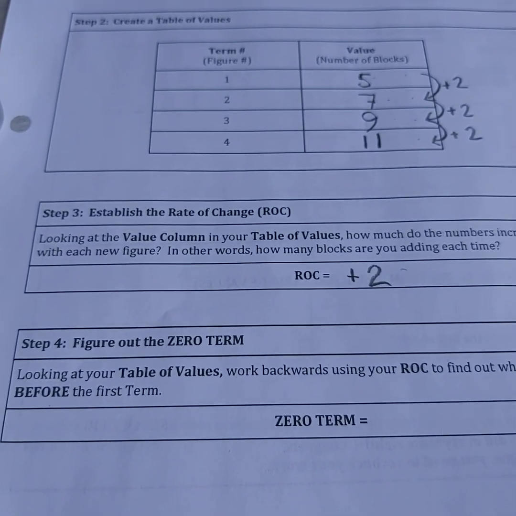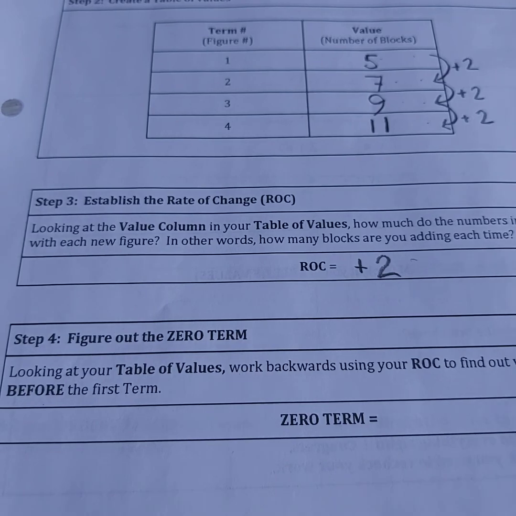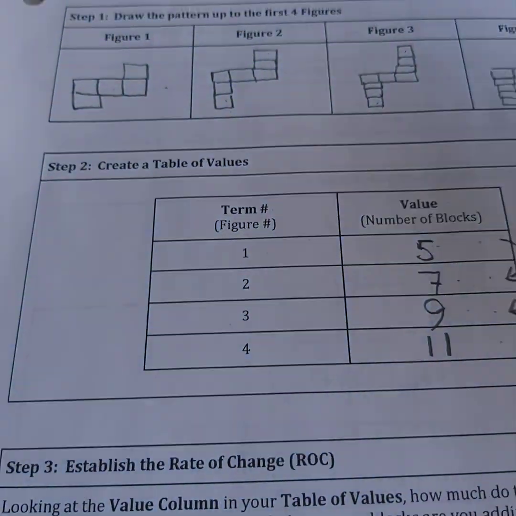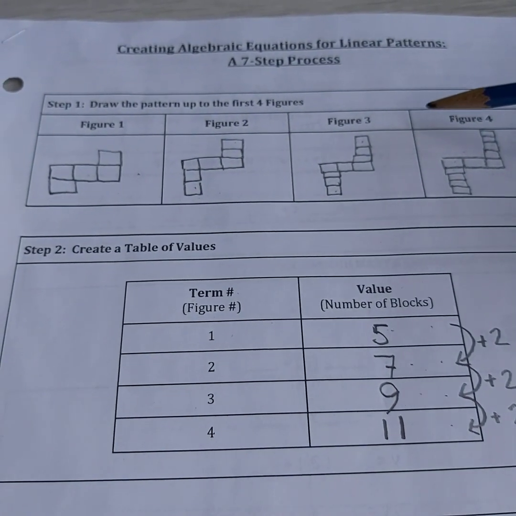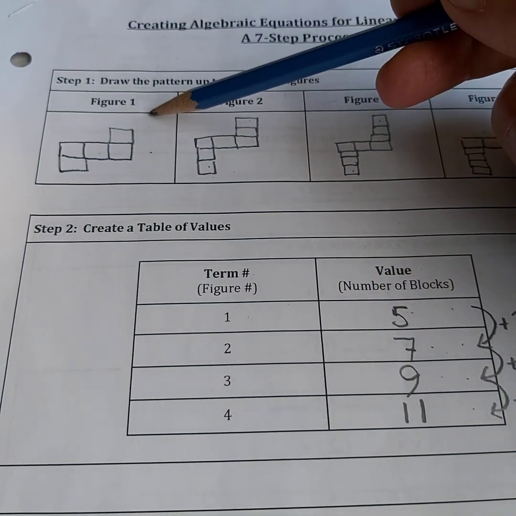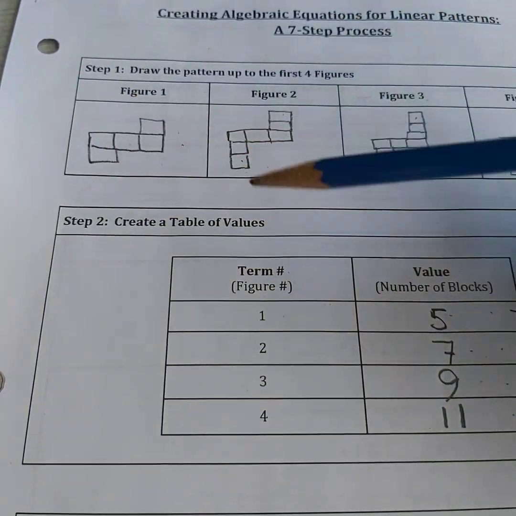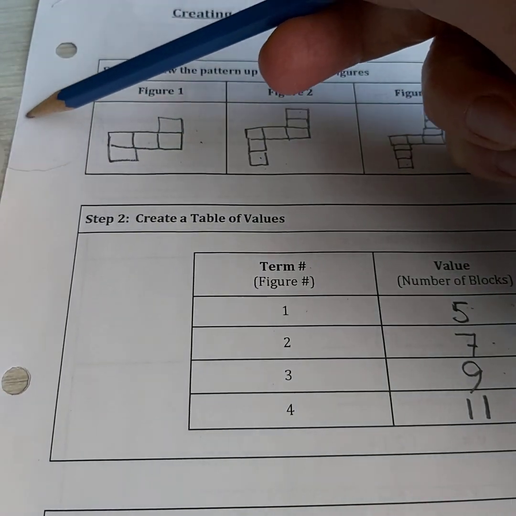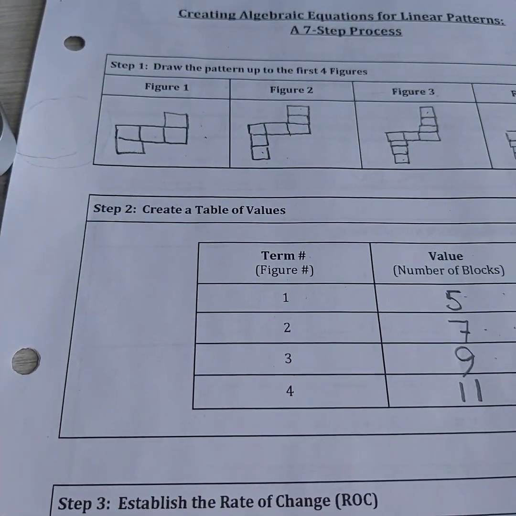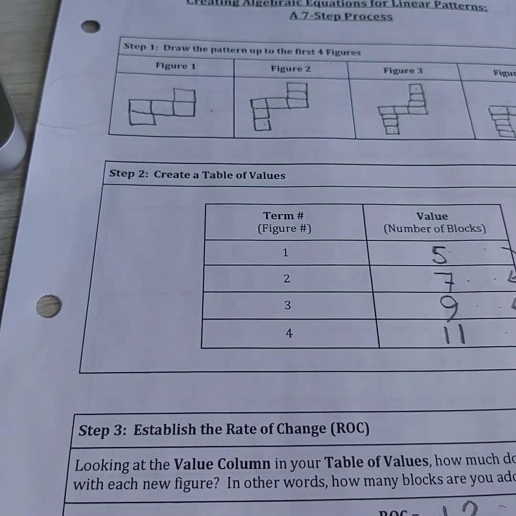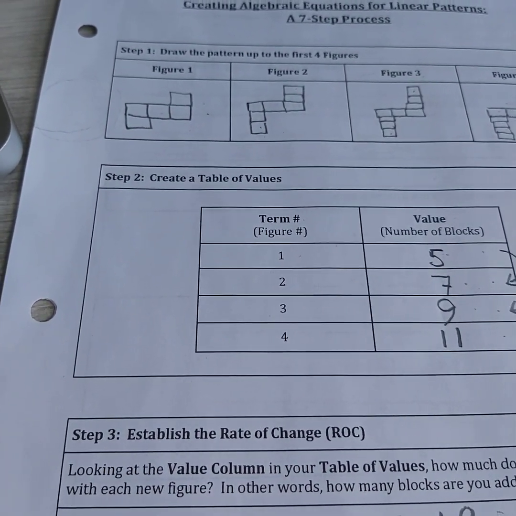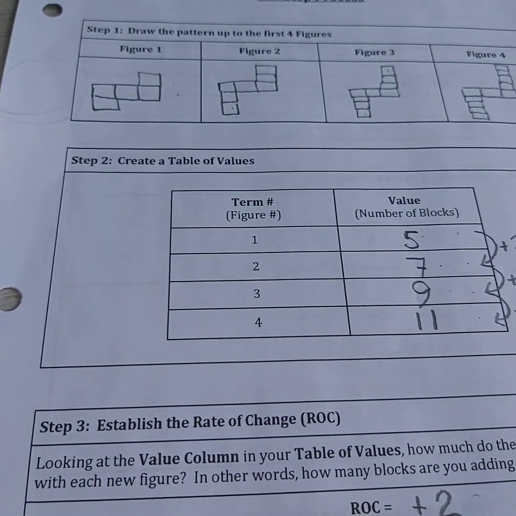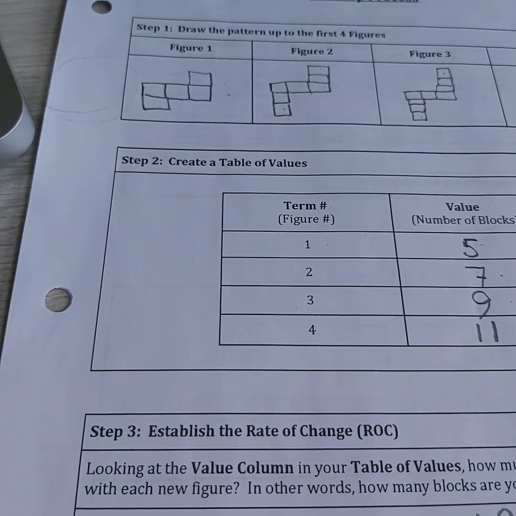So the zero term can be a little bit of a complicated idea because we don't usually refer to zero terms. If you think of it, each figure here represents a term number. The first one is the first figure, but we have to imagine that there's this theoretical figure over here that would be the zero figure. And what that's going to tell us is, if we worked backwards and we removed a certain number of blocks each time, what would the original figure have before we added any new blocks?